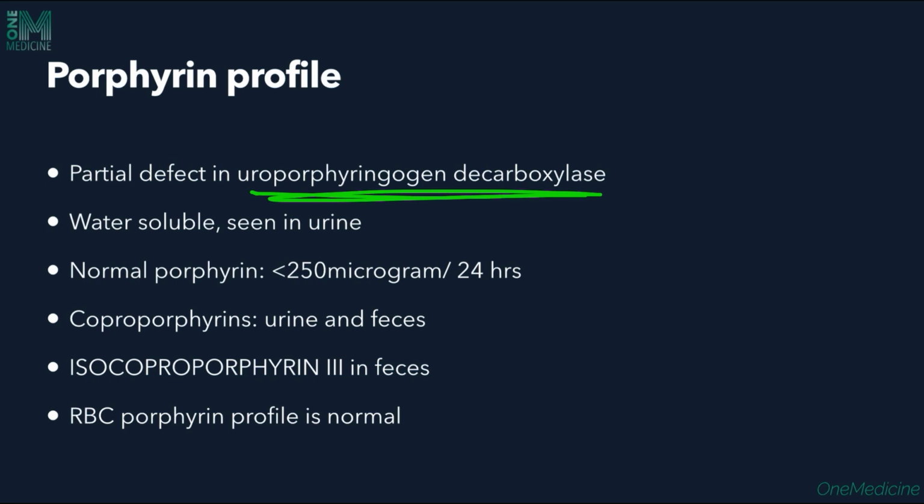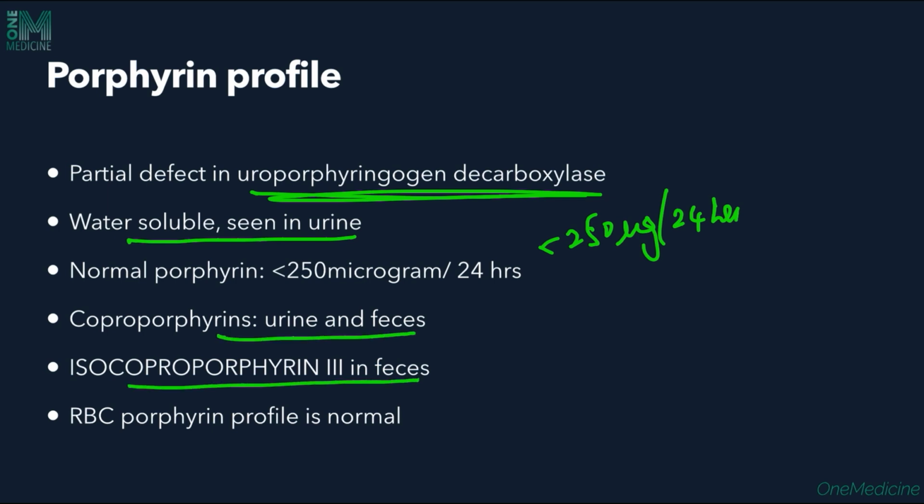Uroporphyrinogen is water soluble, so it is seen in urine as well. Normal porphyrin is less than 250 microgram per 24 hours, and that is increased here. Coproporphyrins are seen in urine and feces here. Isocoproporphyrin 3 is seen in feces. And the RBC porphyrin profile will be normal.